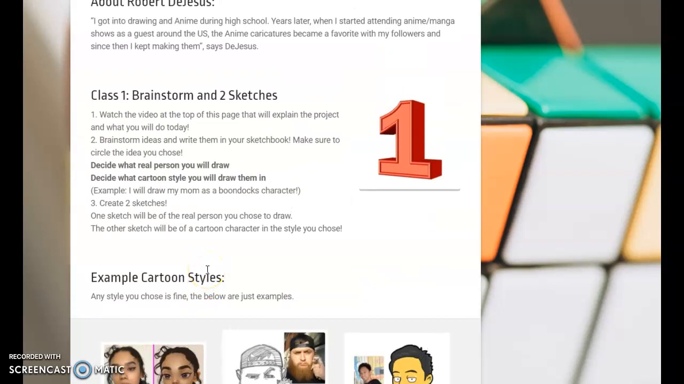All right, so to summarize, remember today is class 1. You're going to be brainstorming and sketching ideas, 2 sketches in your sketchbook or your notebook, whatever you have for art to keep yourself organized. All right, good luck. I'll see you back for class 2.